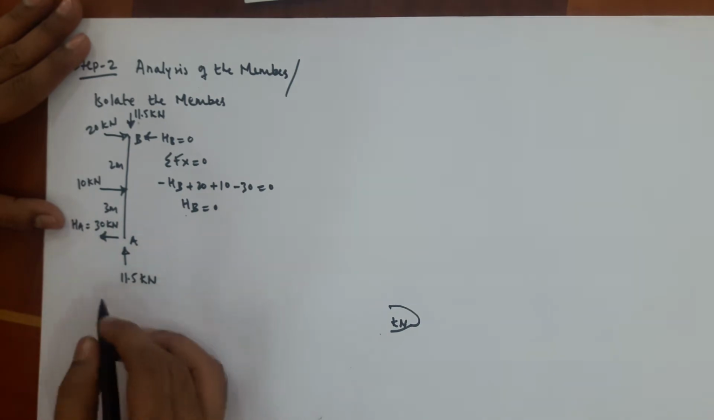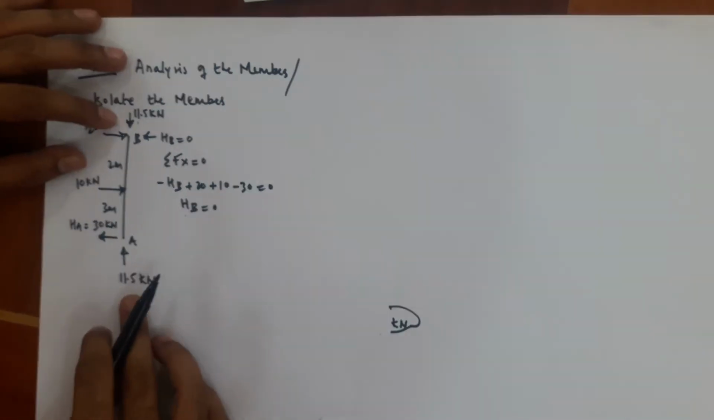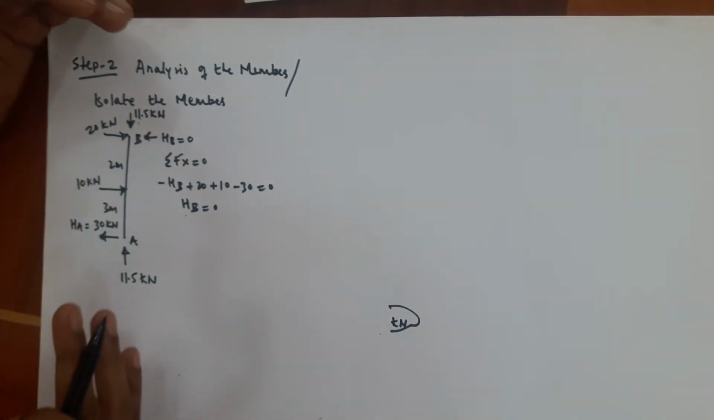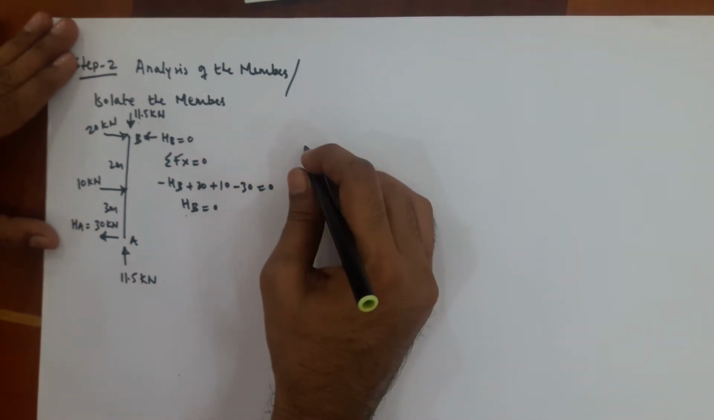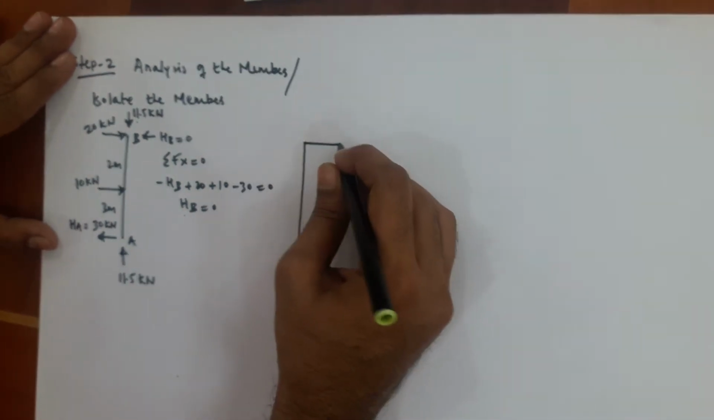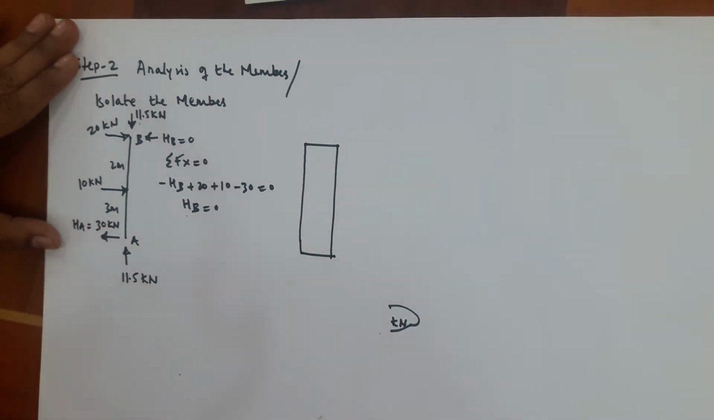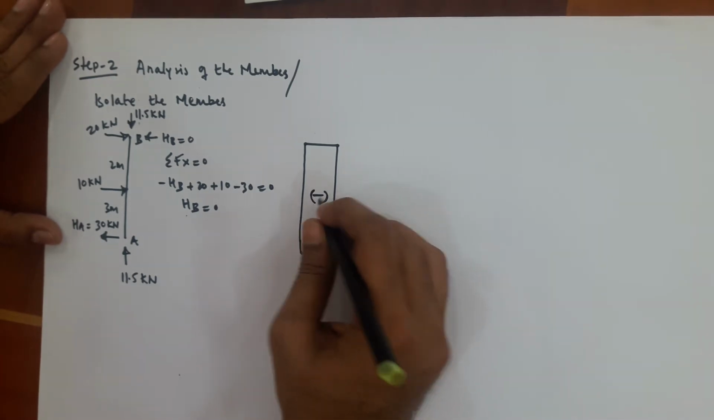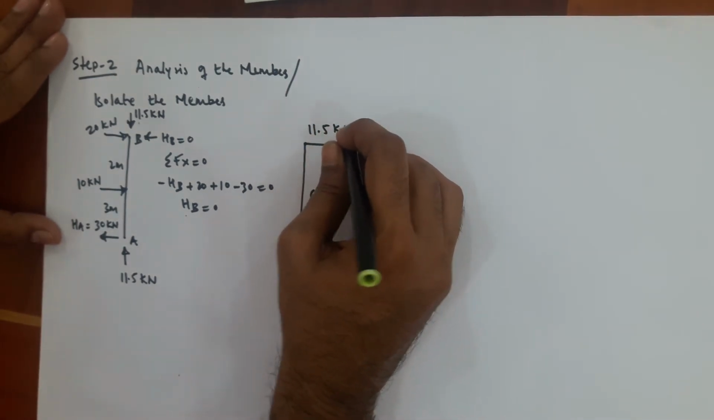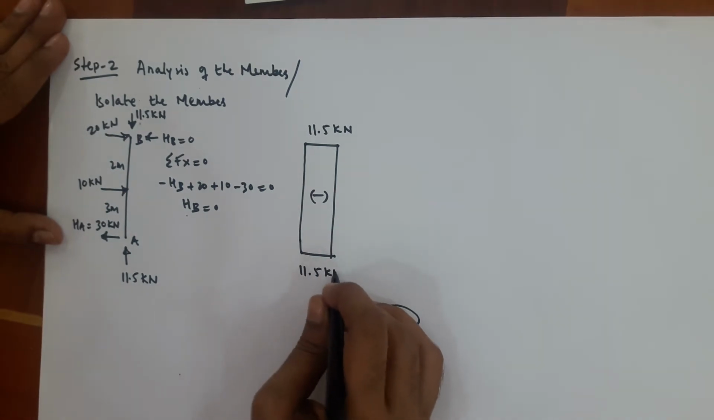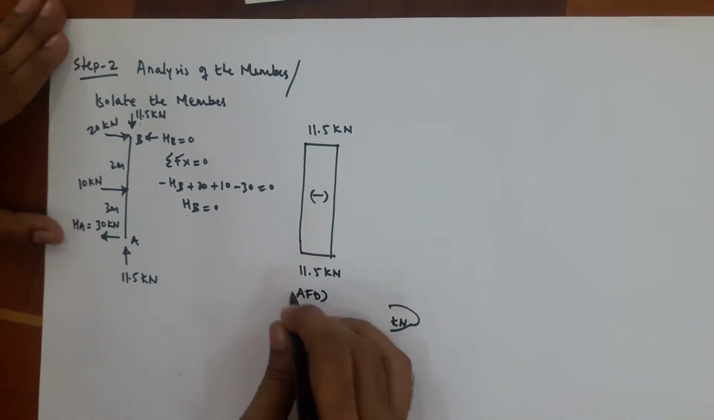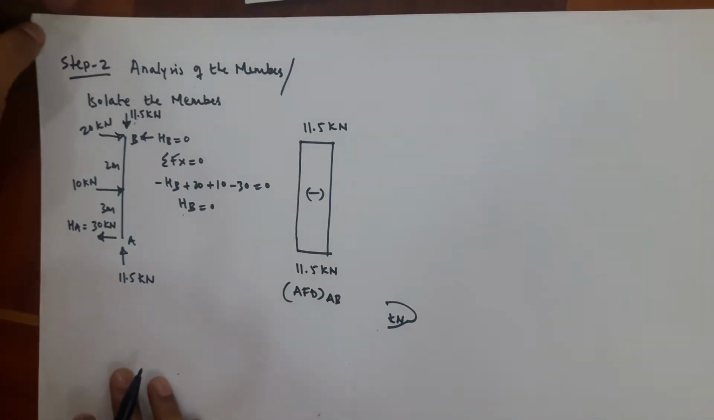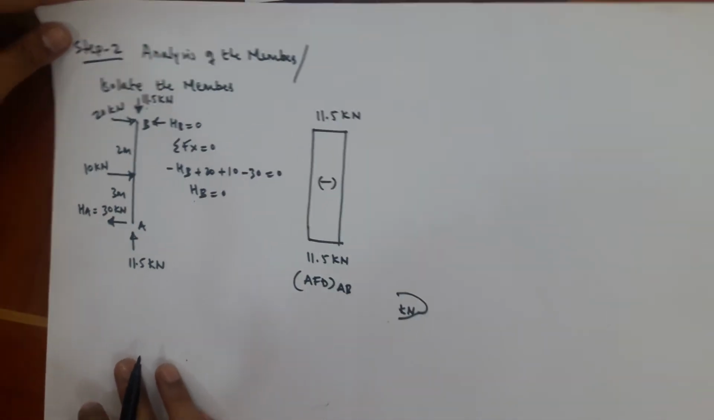Okay, now we can go for the drawing of axial force diagram. If you look at this here, the nature of the axial force is in compression and it is constant throughout the member. So here we can draw axial force diagram for member AB. It is compression in nature. So we know the sign convention for compression axial force. It is minus 11.5 kilonewton. AFD for member AB.